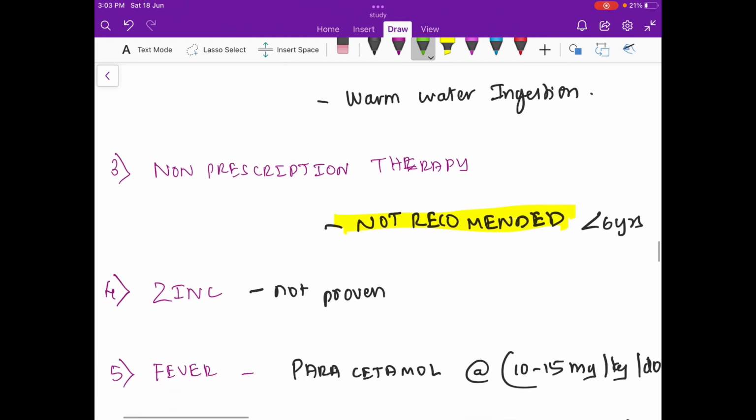Can we give zinc for a common cold? Zinc has an inherent antiviral property in certain studies and has the ability to regenerate the nasal epithelium as such, but it is not proven.